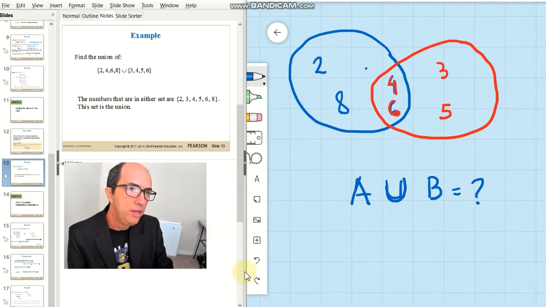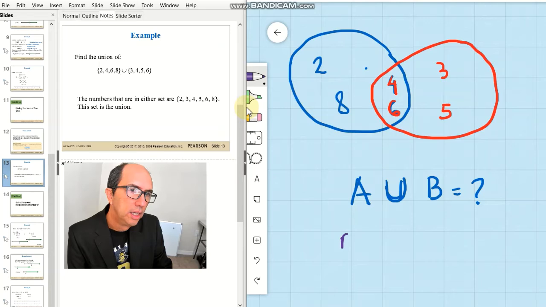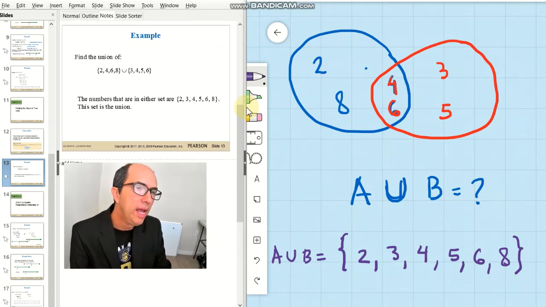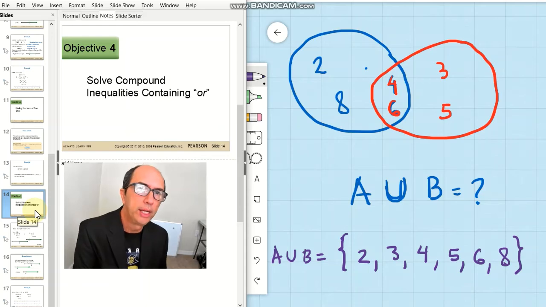As we have seen, A union B is the whole thing. Let's write down here in purple, 2, 3, 4, 5, 6, and 8. So A union B is equal to this set with all the numbers that are either in A or in B. Excellent. Now we are ready to go to the next objective, objective number 4.